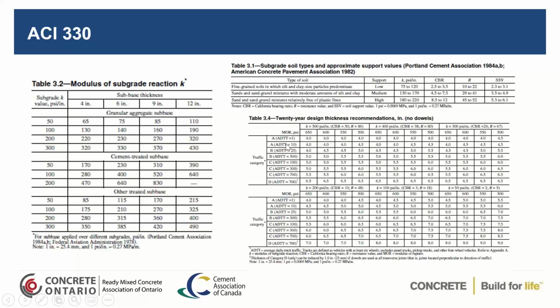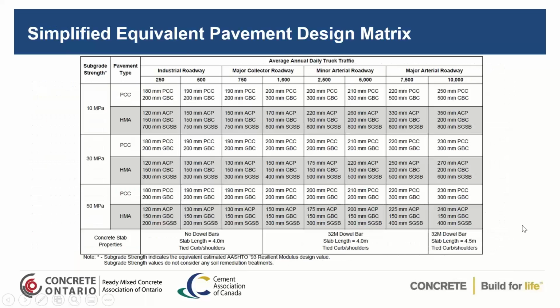And that value is then used along with the amount of traffic and the strength of your concrete to come up with the thickness of pavement through these tables based on whatever K value you have, modulus of subgrade reaction. This is your composite value, which would be combined with the granulars. You take that, the strength, and then the average annual daily truck traffic to get your estimated value.